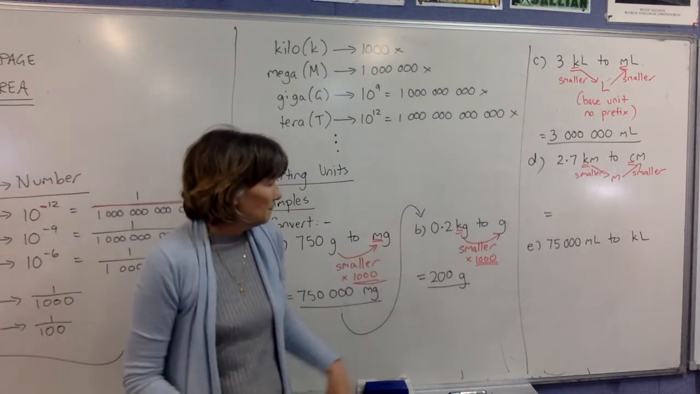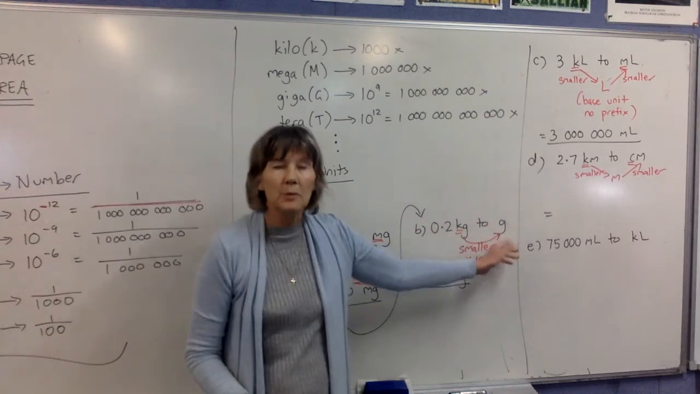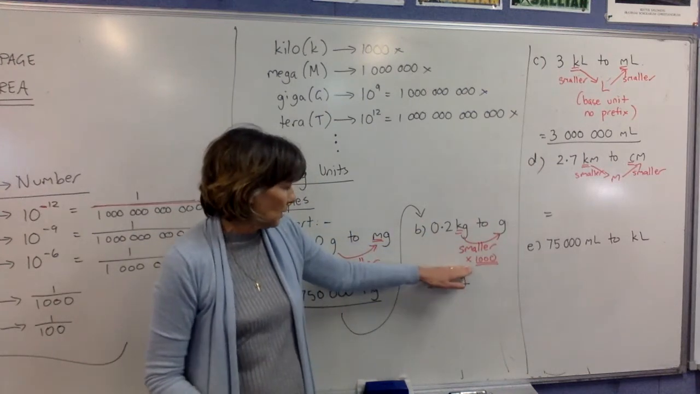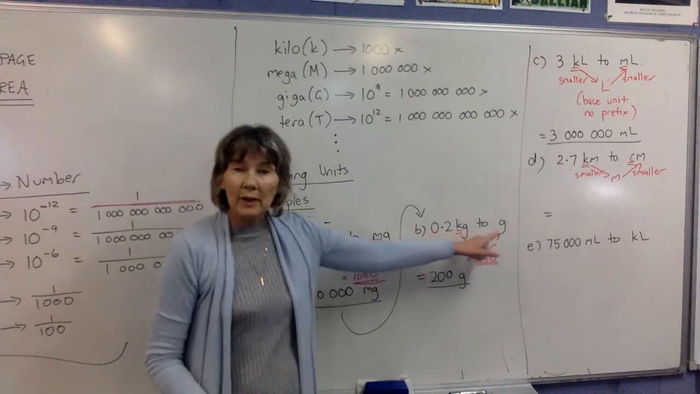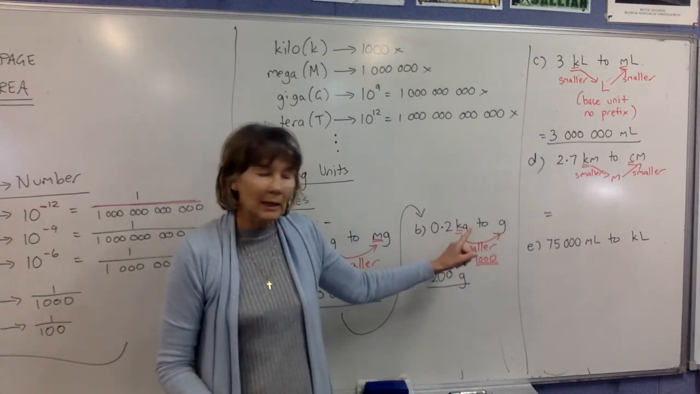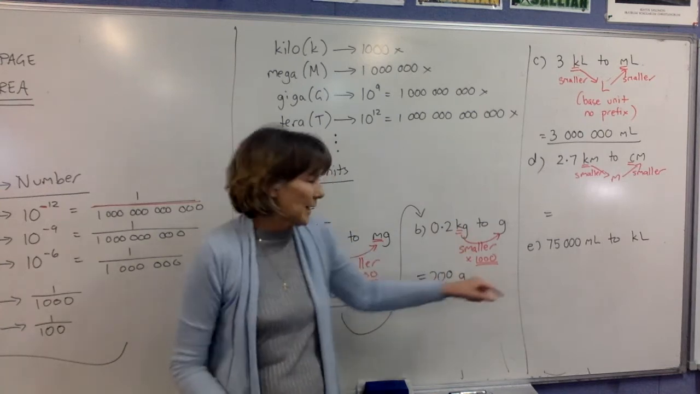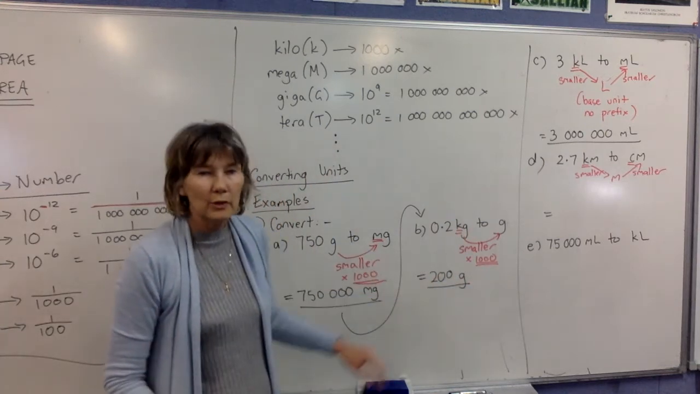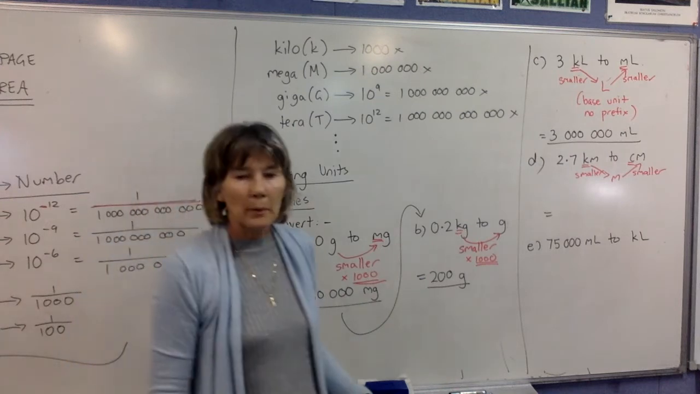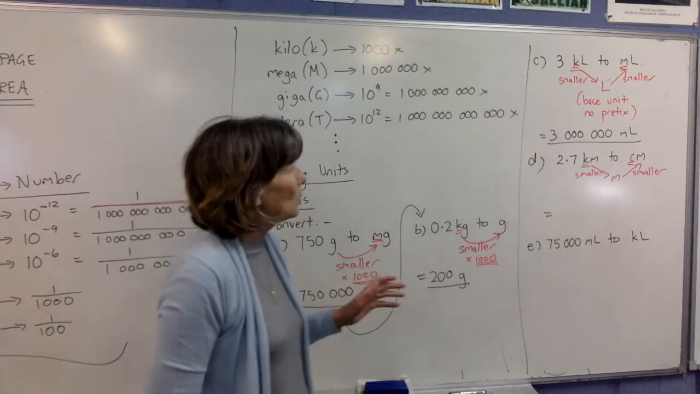Let's look at B. So we're going from kilograms to grams. We're going to a smaller unit, so we're multiplying. The only prefix involved here is the little k for kilo. So we know that's 1,000, so we're going to times by 1,000. And you'll get the answer of 200 grams. Now we're getting over to these ones over here that are a bit more complicated.